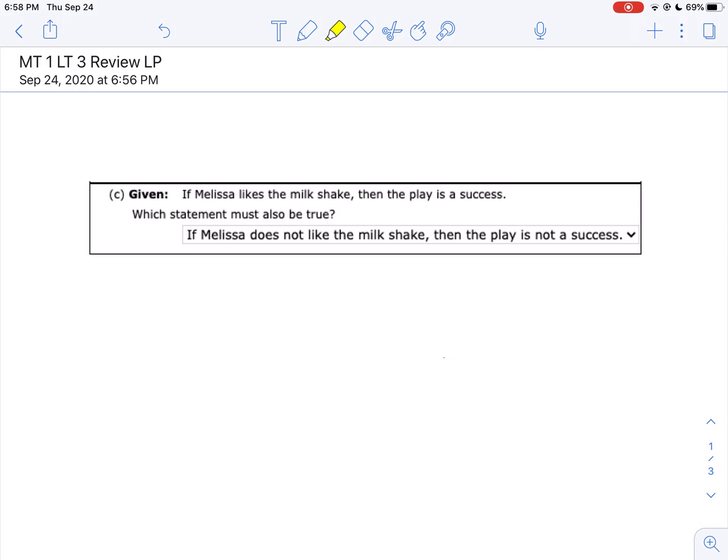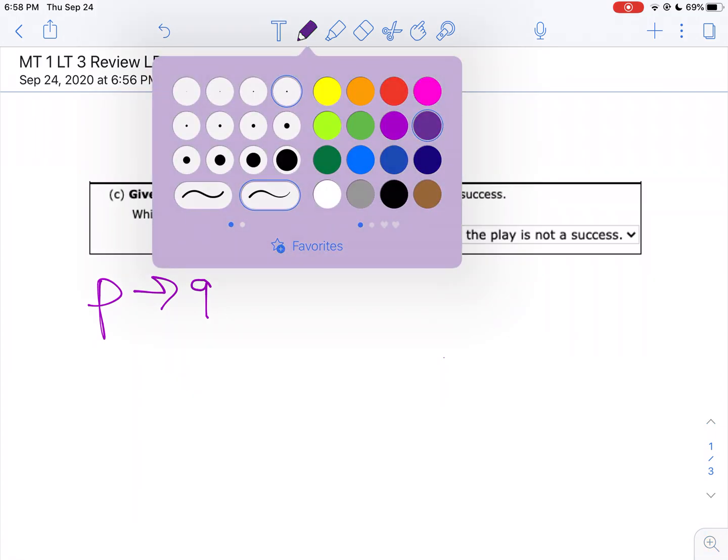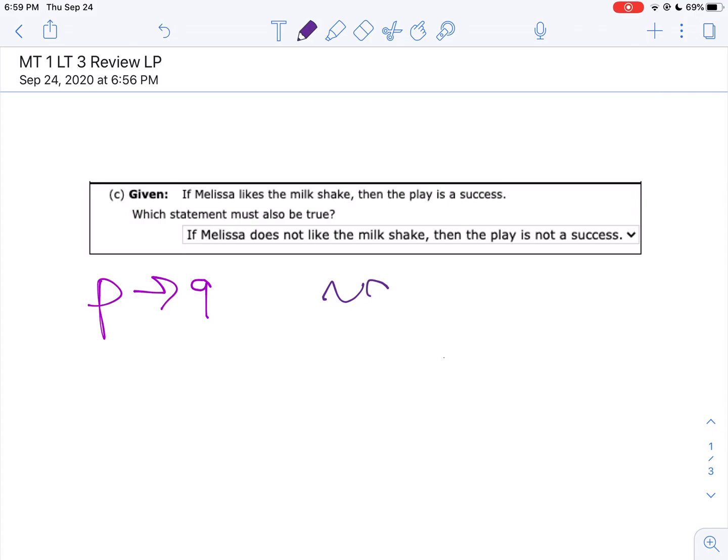The first one, if you have a conditional statement, like if Melissa likes a milkshake, then the play is a success. Symbolically, we'd say that if P, then Q. The question asks which statement must also be true, which is logically equivalent. The only one that's logically equivalent is the contrapositive: not Q implies not P.